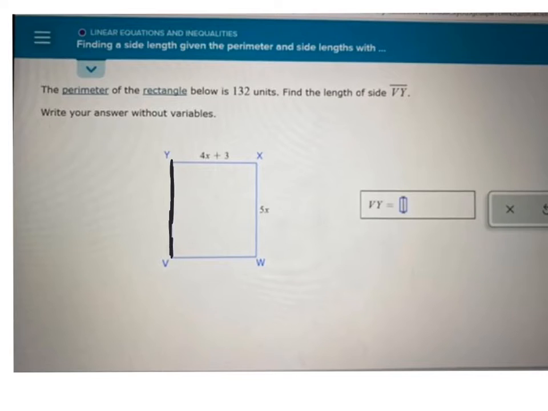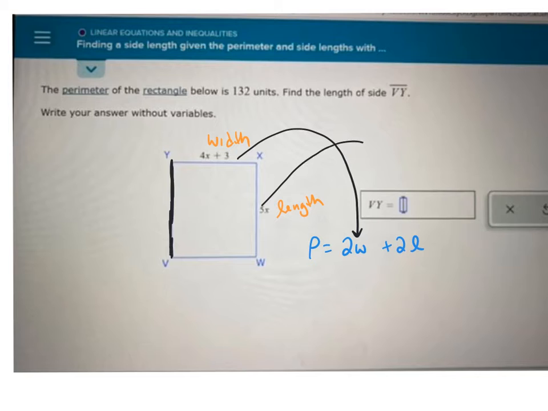Now, if we recall, we know the perimeter of a rectangle is 2 widths plus 2 lengths. So one of these is going to be the width, and one of these is going to be the length. For our purposes, it really doesn't matter. So I'm going to call this one up here the width, and this one over here the length. You could certainly switch that, and it would work out just the same. So since the width is 4x plus 3, I'm going to plug that in for W. And since the length is 5x, I'm going to plug that in for L.